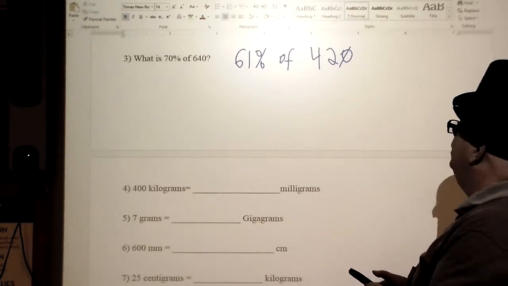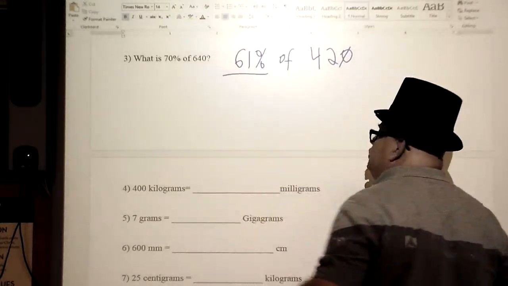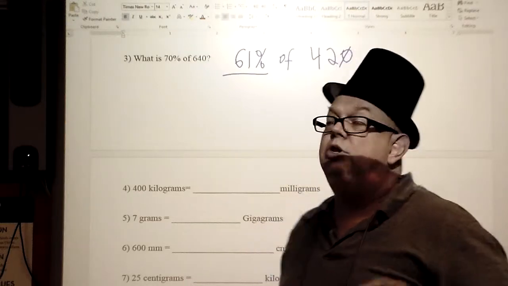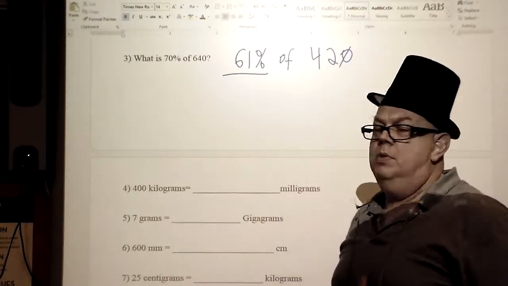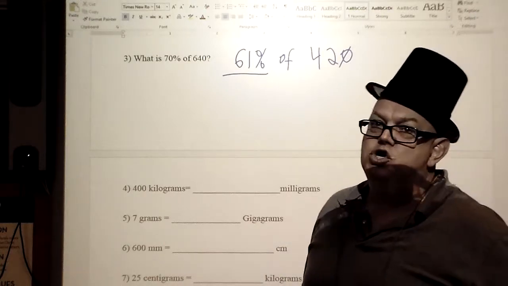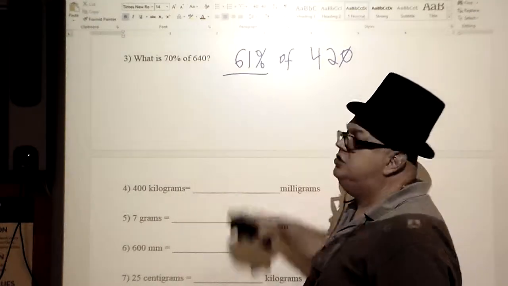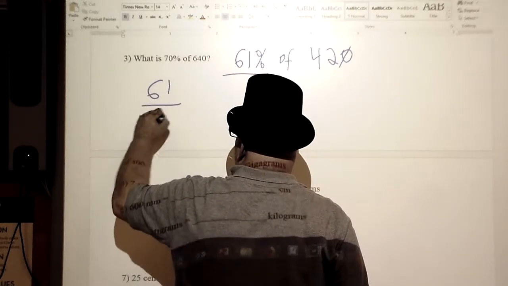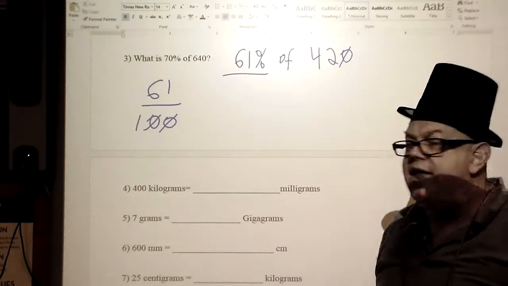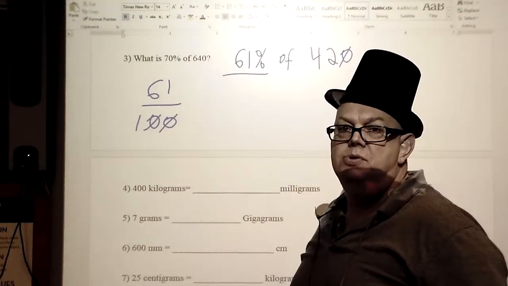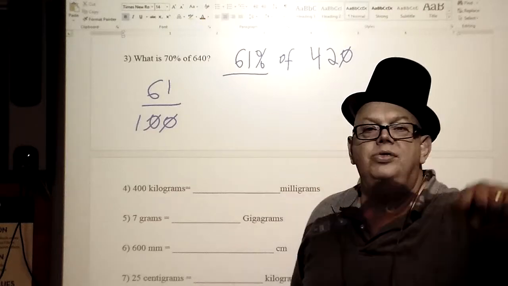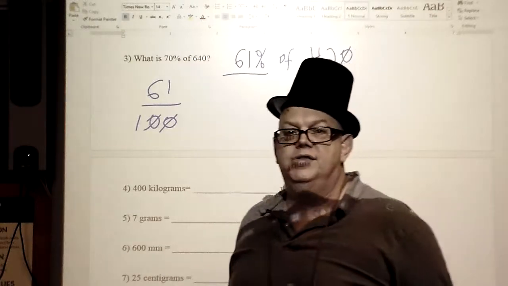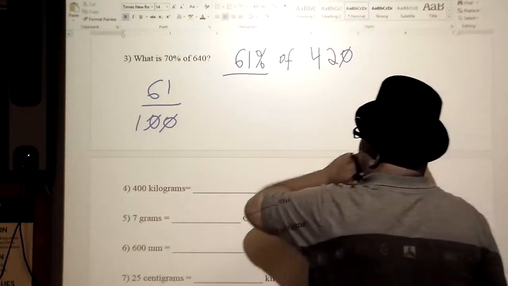One of the things I know is that I can change this to a decimal. In fact, that would be a pretty good idea. You should be able to change a percent to a decimal, because really a percent is a fraction. If you're saying, I don't know how to change this to a fraction, really, 61% means 61 over 100. That is the fractional equivalent of 61%. So whenever you see a percent, put that number over 100, and there's your fraction. Boom. How's that?